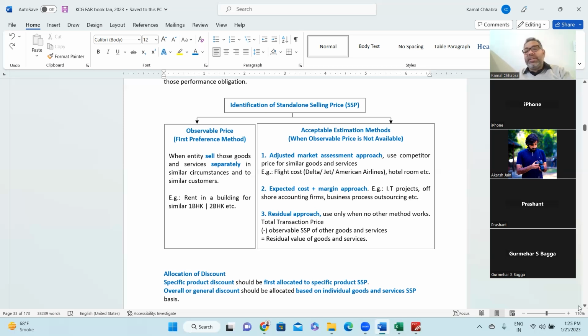The next one is the residual approach. When nothing applies, when there is no observable item, there is no adjusted market, you don't know what the cost will be, and you didn't get into any agreement for the markup either, then you will apply the residual approach. This approach is used only when no other method works. There, the total transaction price minus the observable standalone selling price of the goods and services is the residual value.